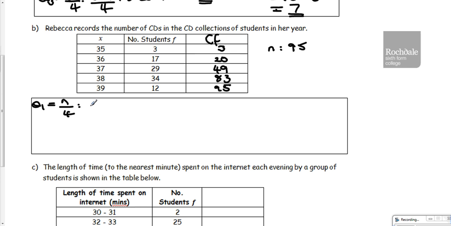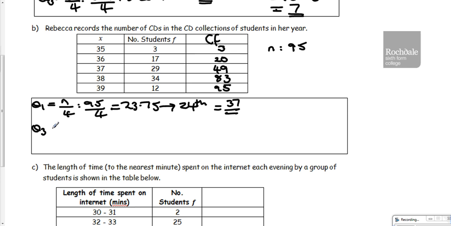So we've got n over 4, which is 95 over 4, and if we work that out, it comes out to be 23.75, which we round up to value number 24. Now, where is that? Well, there's 3 in the first interval, there's 3 35s. By the end of the second line here, we've got 20 items, and by the end of the third line, we've got 49 items. So item number 24 must have been on this row. It must have a value of 37. So that is the lower quartile.